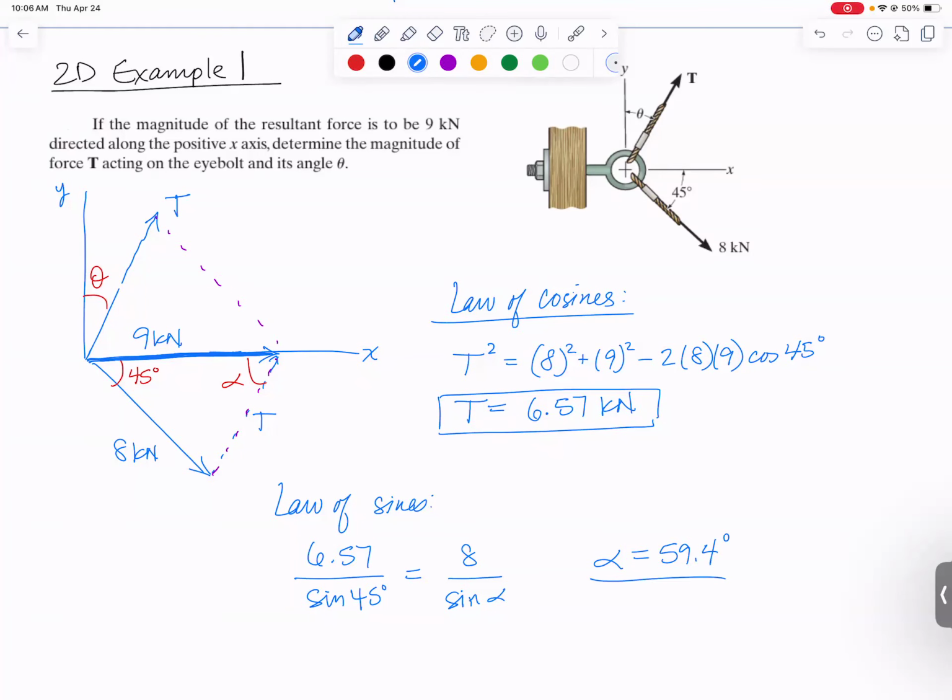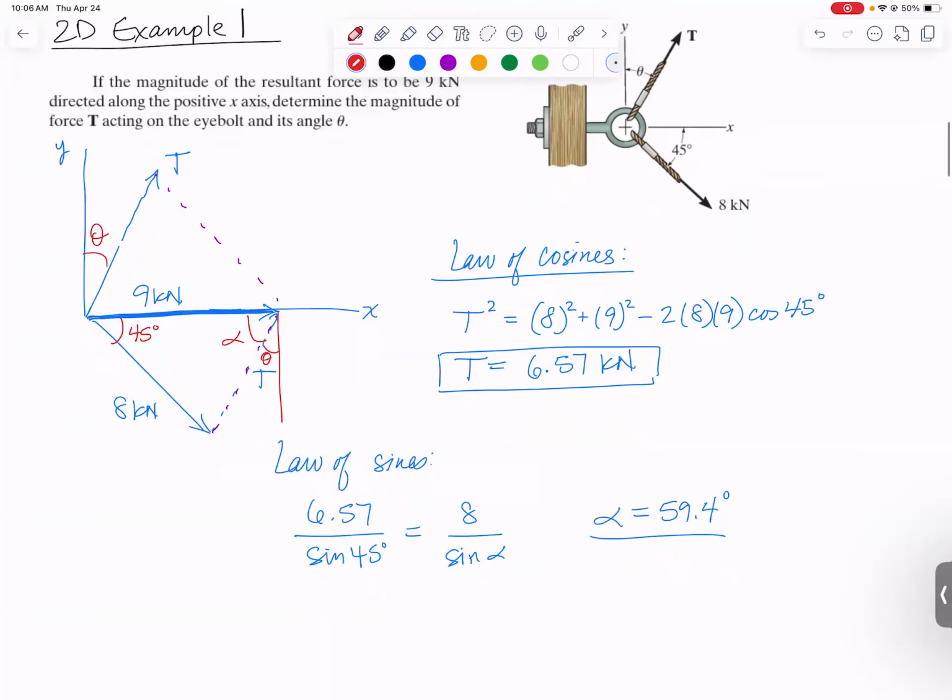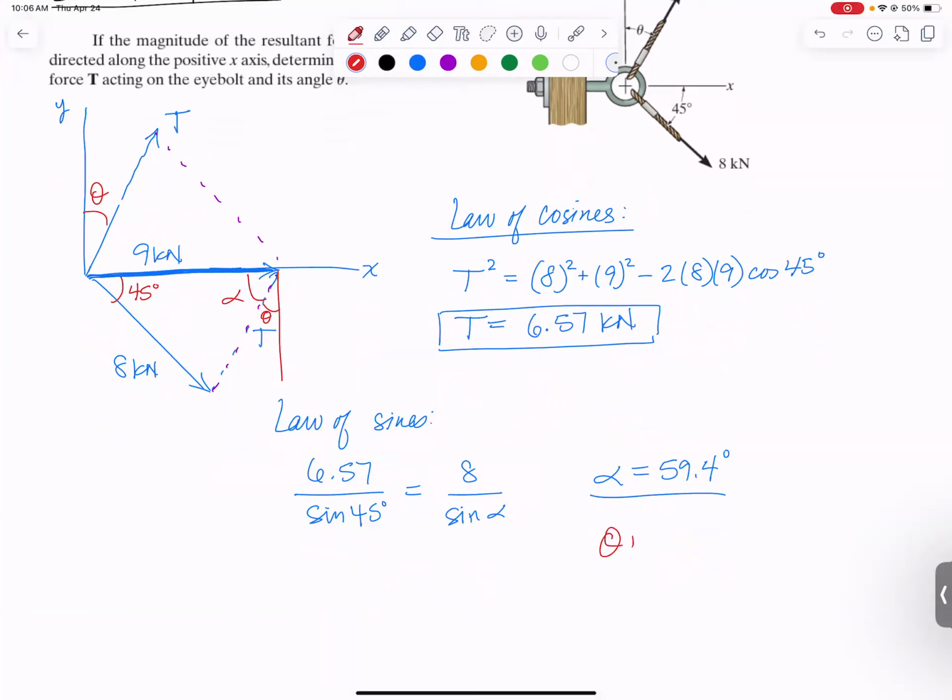Okay, that's not the angle we wanted. They wanted theta. So reminder is that guy right there is theta. It's the orientation of T relative to the y-axis. So I can solve for that by saying theta plus alpha is 90 degrees. So theta is 30.6 degrees.